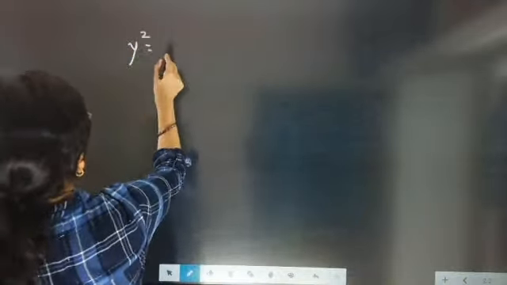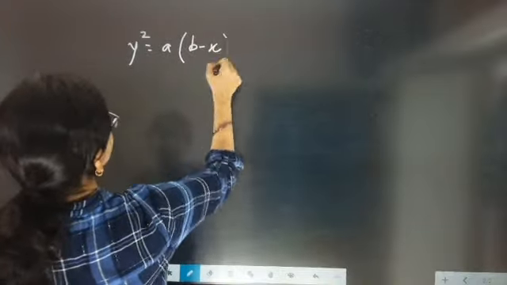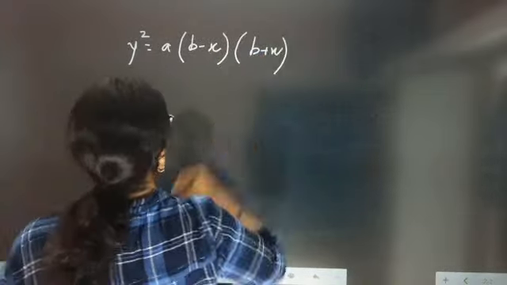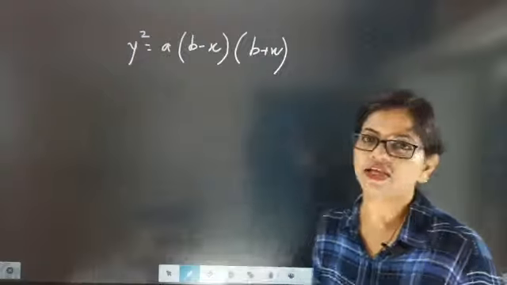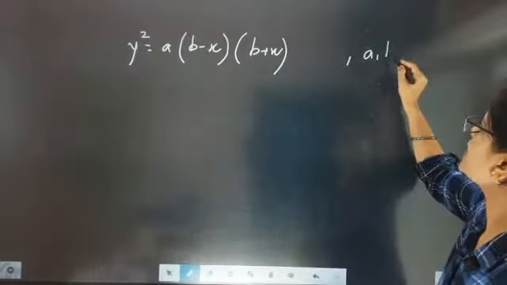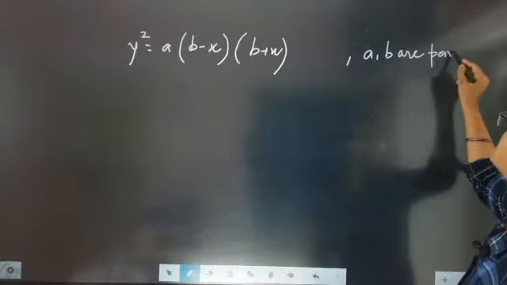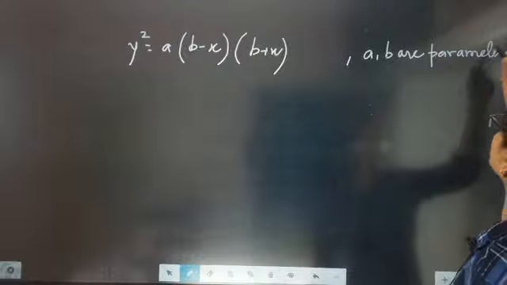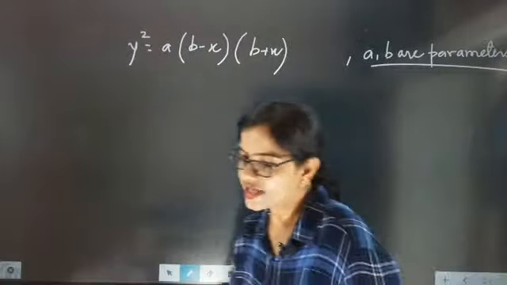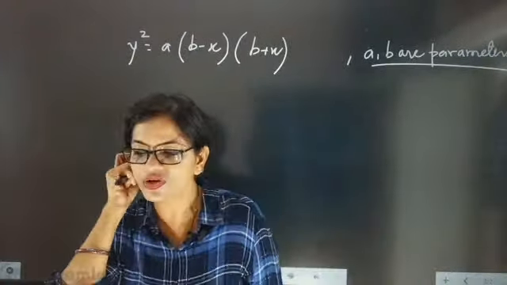Now we are going to go for the next question. So here you just have to check. Here 2y square equals a, b minus x, b plus x. Exactly how many parameters are there? A and B are parameters. So when A and B are parameters, are we going to stop ourselves? No.